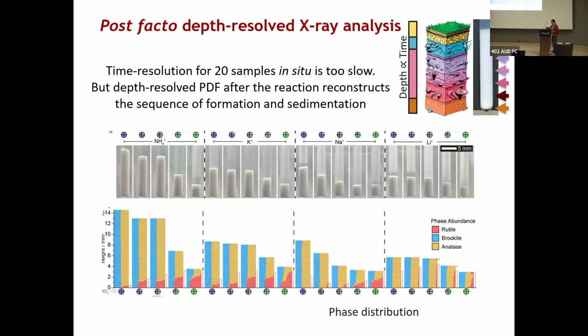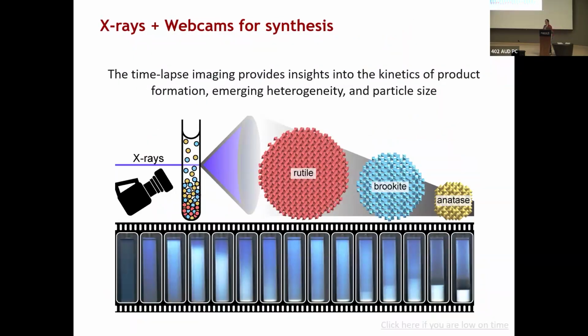So what we found is that X-rays are great, but having that imaging, the very cheap webcam pointed at the sample, gives us a lot of really nice complementary information. And it's telling us not only about kinetics, but it's telling us about this heterogeneity that, of course, we wouldn't be able to see with our pencil X-ray beam.